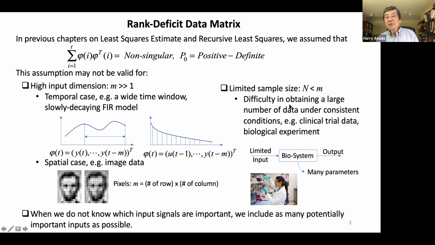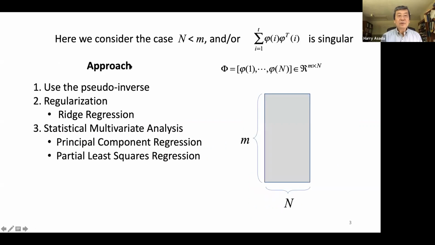So concerning the complexity of such a system, like the human body, right? So many parameters are involved. The sample size is actually rather limited compared to the complexity of the systems. So in many cases, we do see the situation where it is hard to satisfy this non-singularity condition.